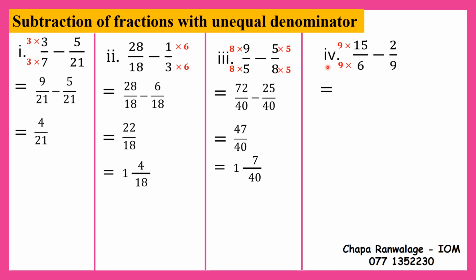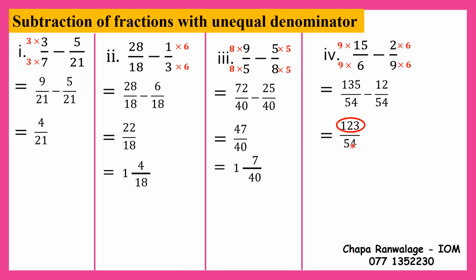I am going to multiply this 6 and 15 by 9, and this 9 and 2 by 6. And now we can simplify them. 9 times 15 is 135, and 9 times 6 is 54, and 2 times 6 is 12, and 9 times 6 is again 54. Now we can see again denominators are equal, and then we can subtract the numerators. 135 minus 12 equals 123.